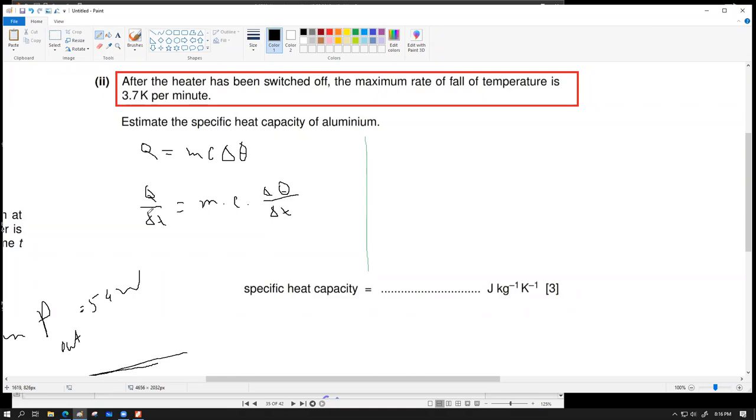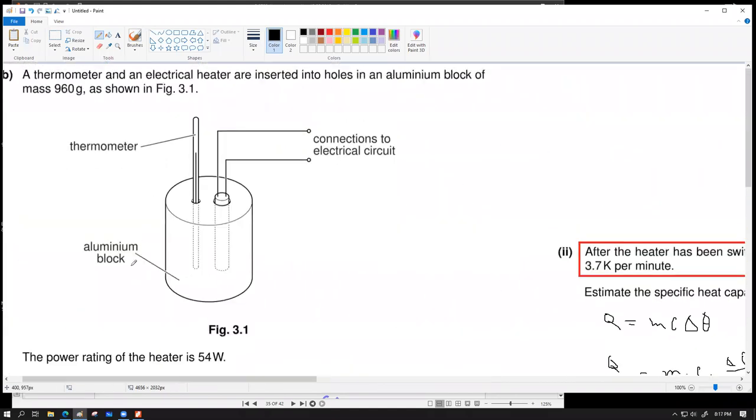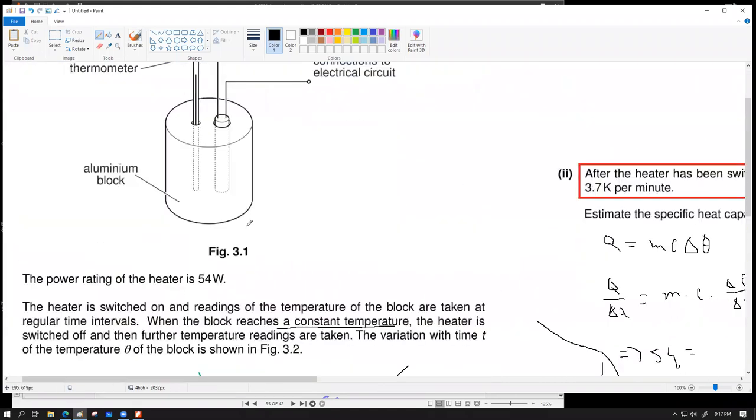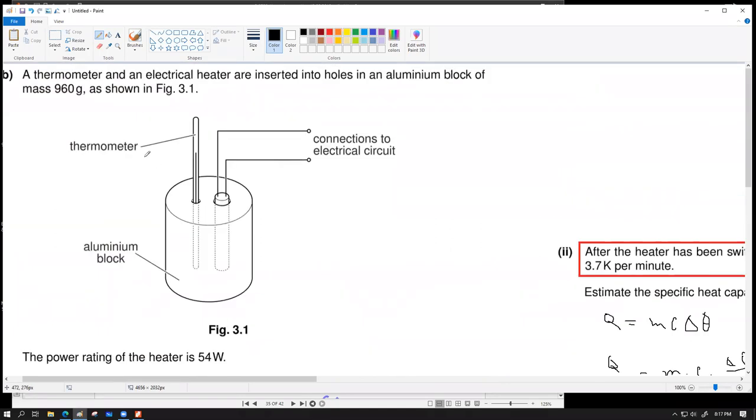And this is the power. Energy over time gives you the power. So now you start placing all the values over here and do the calculation. This is supposed to be 54 watt. As per the question, the value is given. What is the mass of the block? The mass of the block was given in grams.